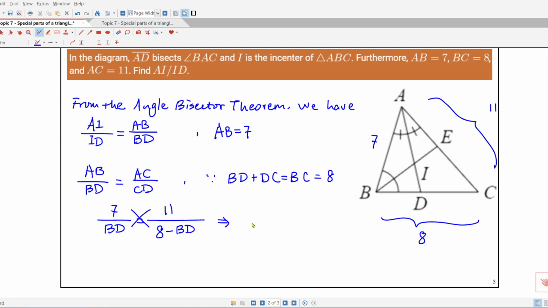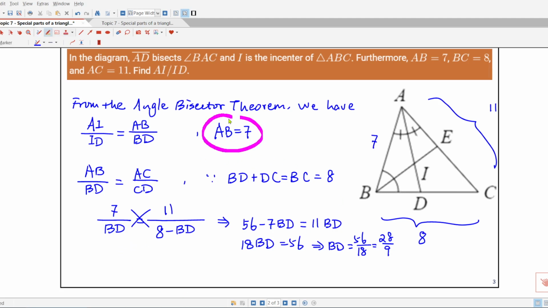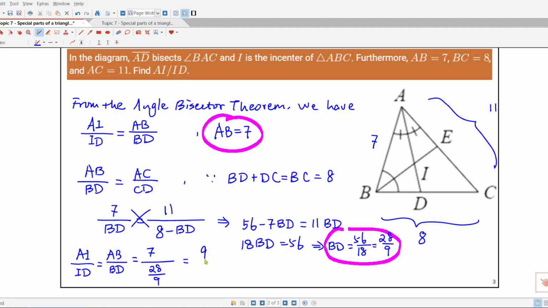So by cross multiplication, we have 56 minus 7 BD equals 11 BD, right? And of course that gives us 18 BD equals 56. Therefore BD equals 56 over 18, which can be simplified to 28 over 9, right? So now we have both AB and BD. Therefore we know AI over ID equals AB over BD, which gives us 7 over 28 over 9, which is 9 over 4, right? Any questions?